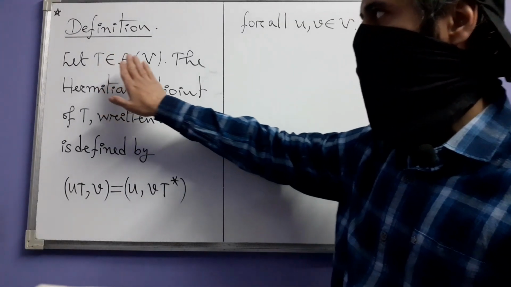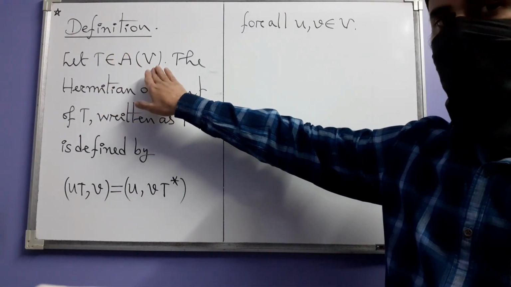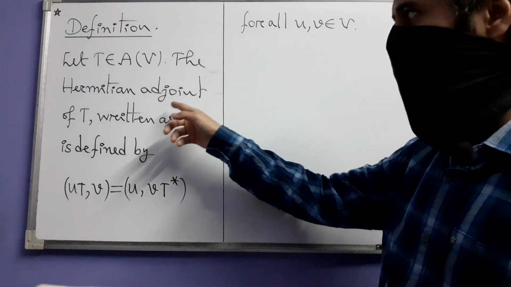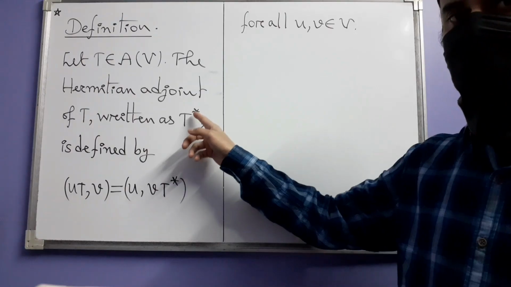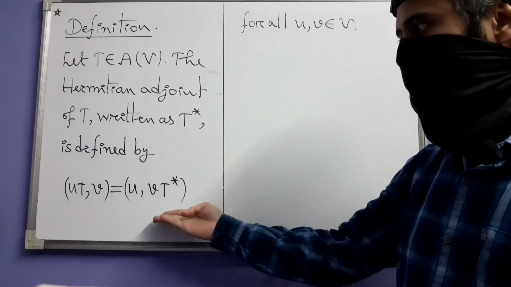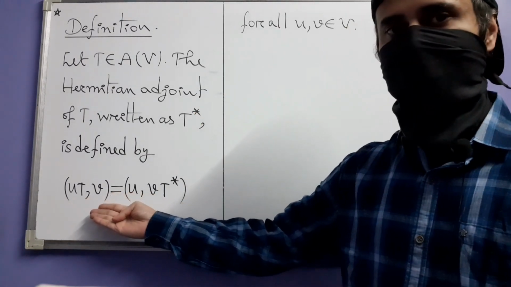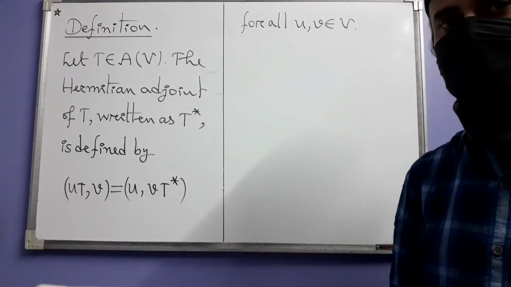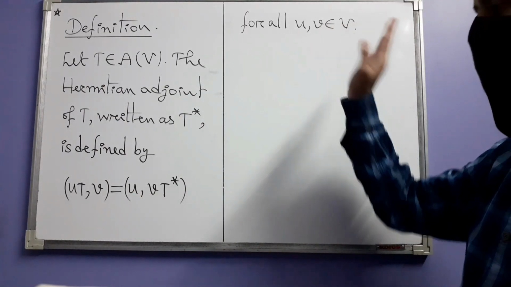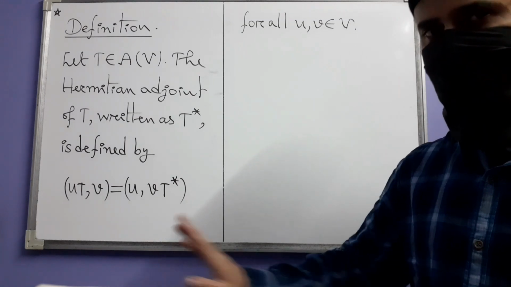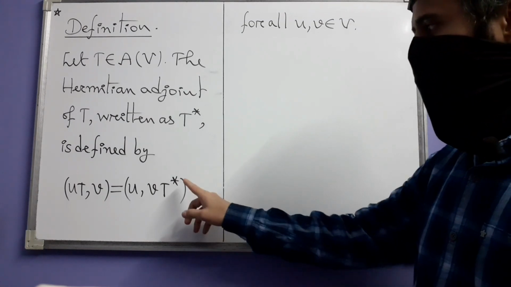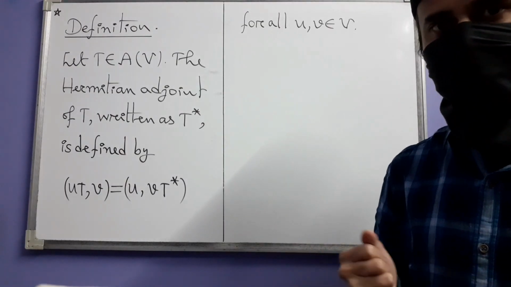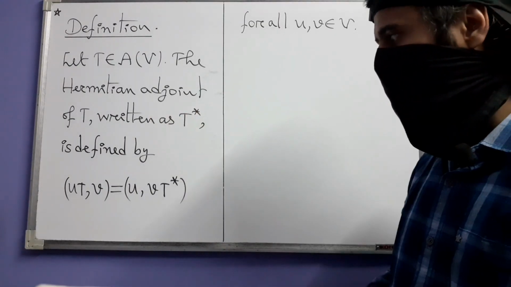Let T be a linear operator on a finite dimensional inner product space V, same setup. Then the Hermitian adjoint of T, written as T star, is defined by this equation. The inner product of uT and v equals the inner product of u and vT star for all u and v belonging to V. It's very confusing, no? I mean, we are defining possibly another linear operator T star like T.